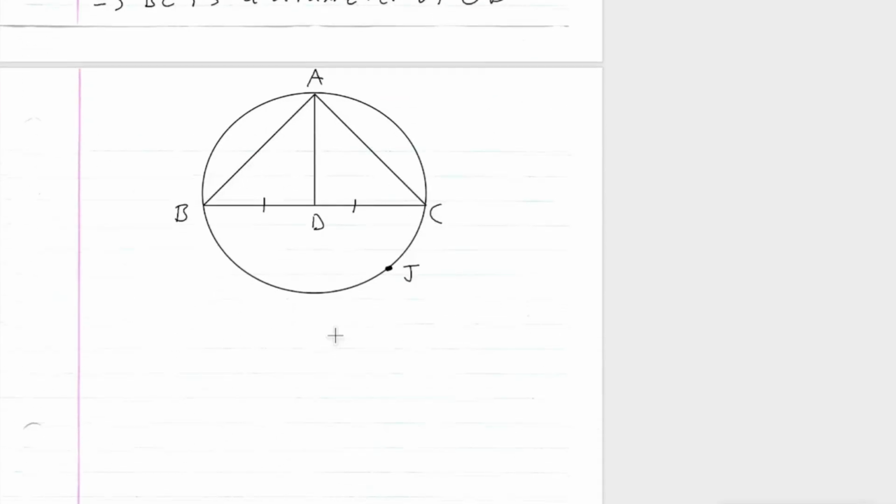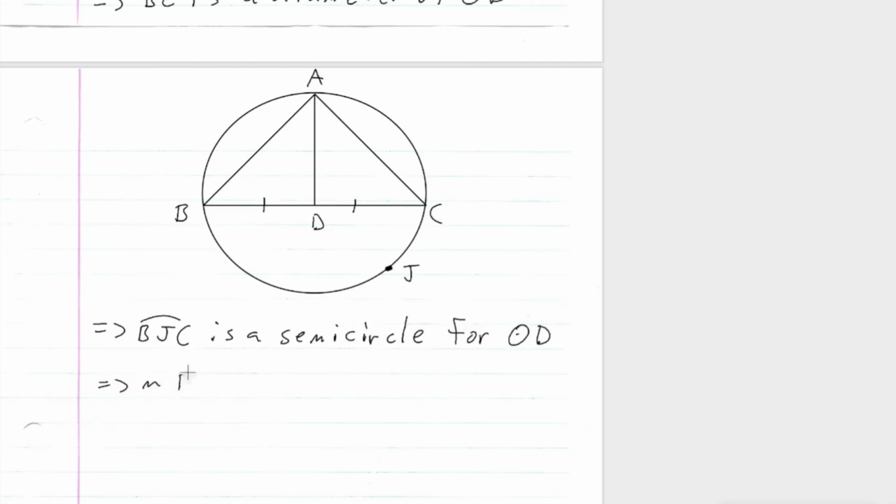So if BC is a diameter of circle D, this means that BJC is a semicircle. So this implies that BJC is a semicircle for circle D, which implies that the measure of arc BJC is equal to 180.